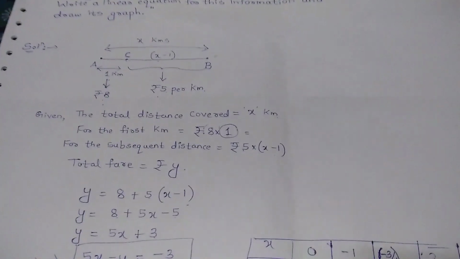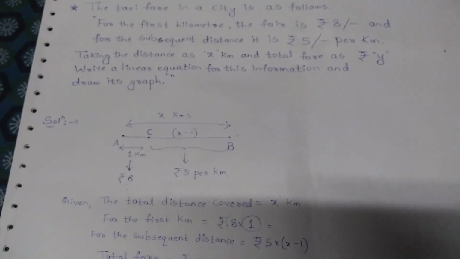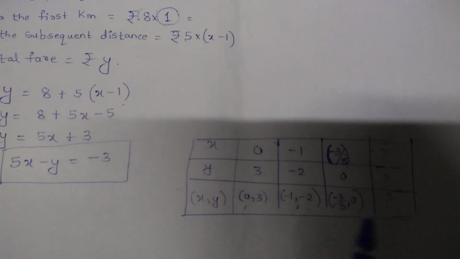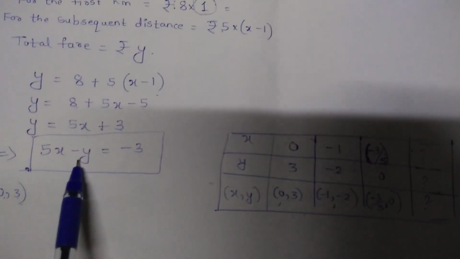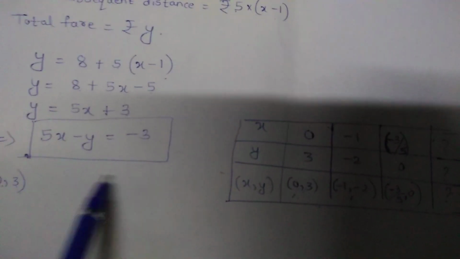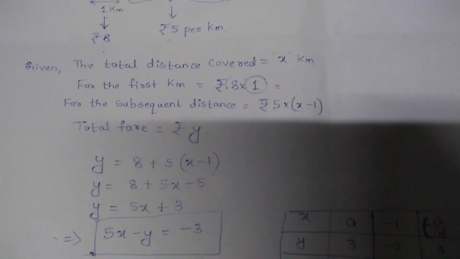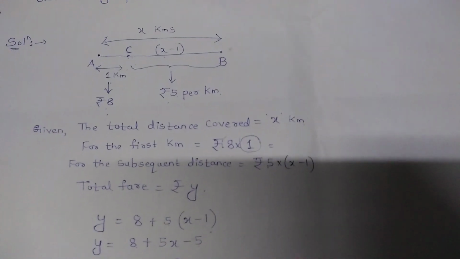So I hope how to write a linear equation for the given problem is clear. And also, from the trial and error method, you have to find the coordinates of this particular linear equation in two variables, and you have to plot the graph of this linear equation in two variables. So moving on to the next problem.